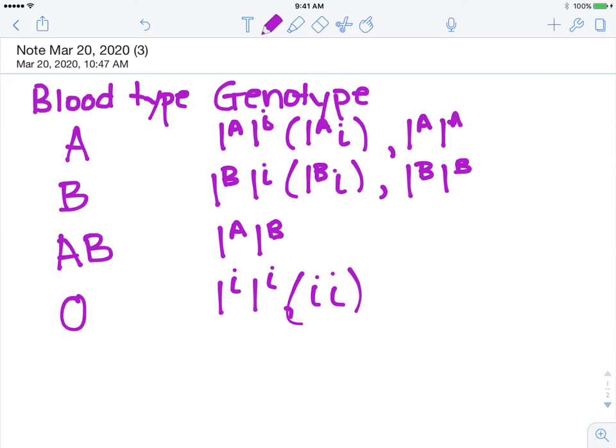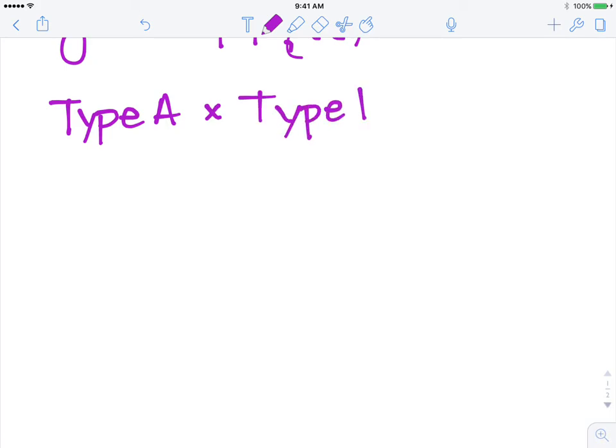Now we are going to see what would happen. What are the possible genotypes if we were to cross a female with type A blood with a male with type B blood? The first thing we would need to know is what is their genotype? There are two choices for type A blood and two choices for type B blood.